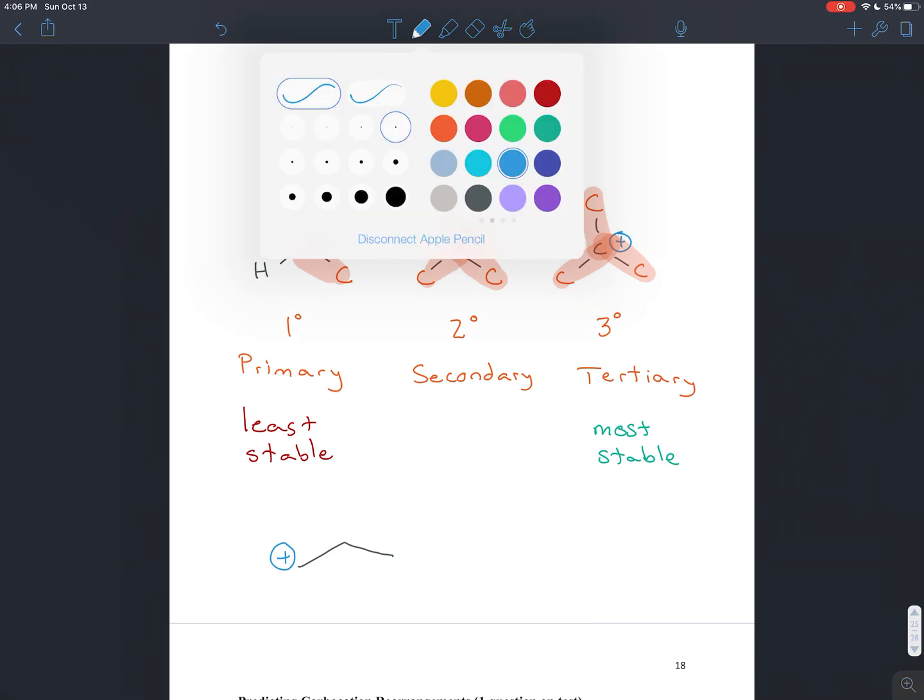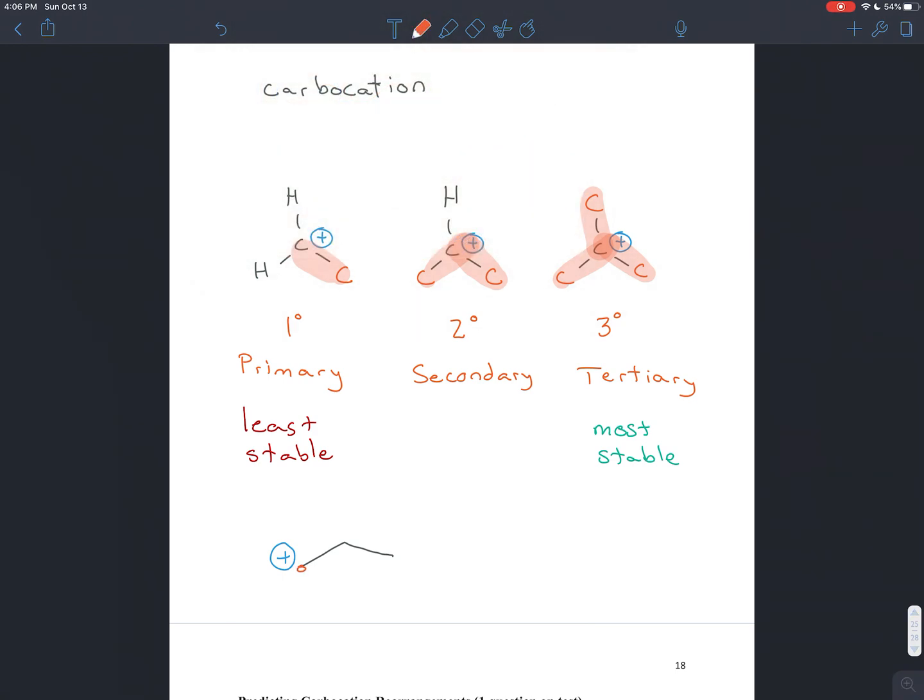So for example, this carbon that has the positive charge is just bonded to one other carbon. So that's a primary carbocation. Anytime you have a carbocation, look next door and ask yourself, if the carbocation were here, would it be primary, secondary, or tertiary? And it would be secondary. That carbon is bonded to two other carbons. And if it's more stable, then the carbocation ends up moving.